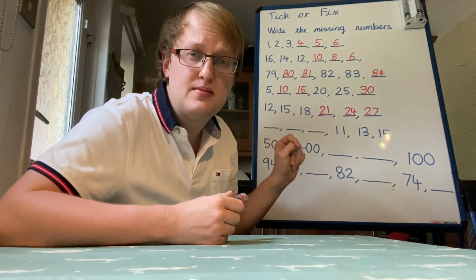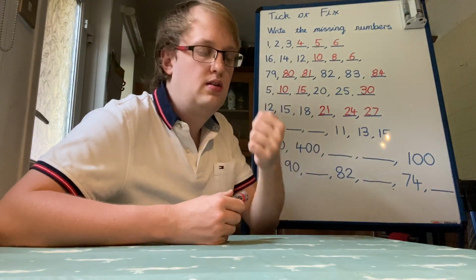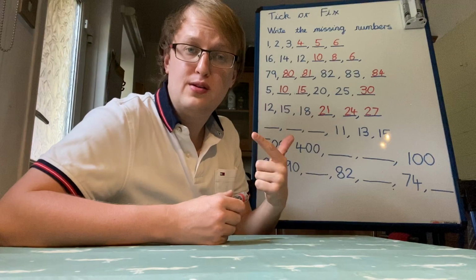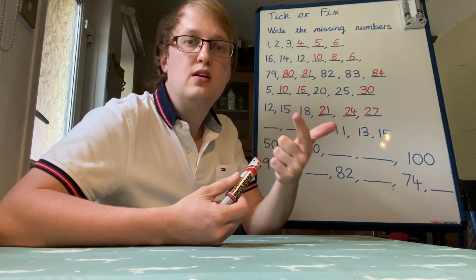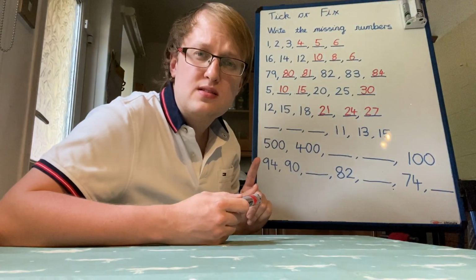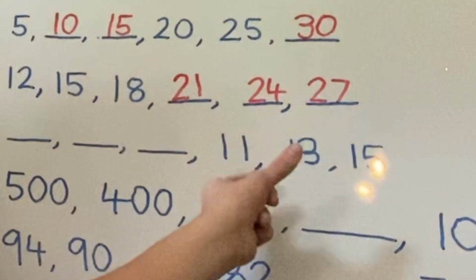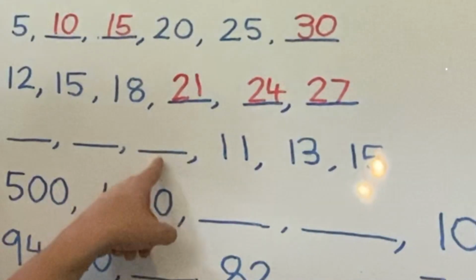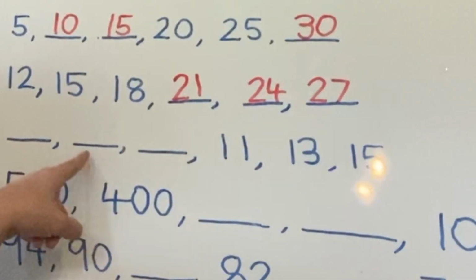So how many steps does it take to get from 11 to 13? 2 steps. Or from 13 to 15? 2 steps again. So the difference between the numbers is 2. We're going to have to count backwards this time, aren't we? Because the numbers that are missing, our missing numbers, come before these ones. So this is going to be 2 less than 11, and this is going to be 2 less than that number, and this is going to be 2 less than that number.